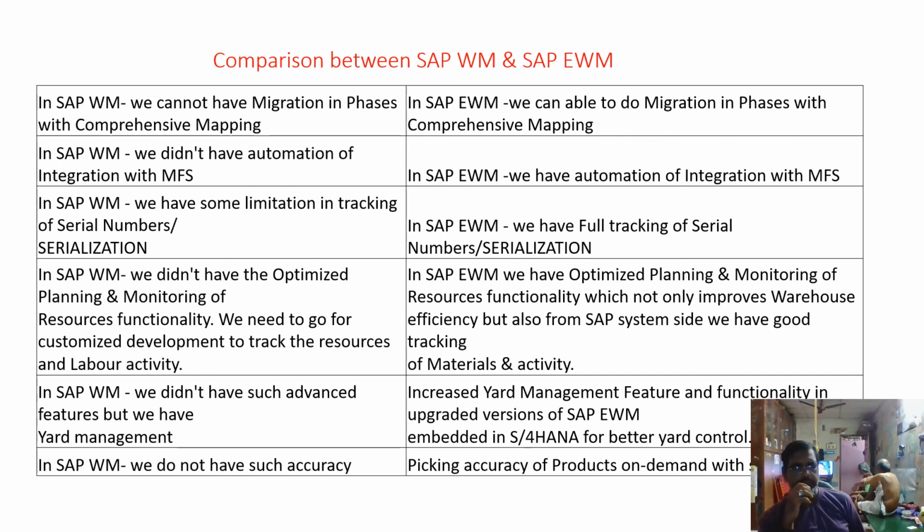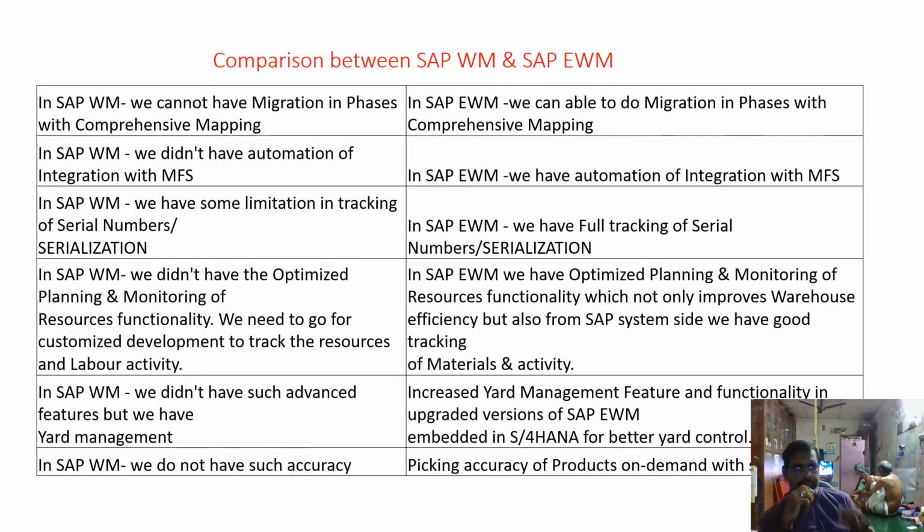Okay. And in case of SAP WM, we did not have such advanced features of yard management, right? We can track each individual truck coming and going out of the yard, so we can track that. And in case of EWM, we have increased yard management features and functionality in the upgraded versions of SAP EWM, and SAP is upgrading functionalities with each version. In coming versions in future, it will be much more optimized. So definitely SAP will replace all the ERP software in the market. And now we have it embedded in S/4HANA with a cloud option for better yard control.